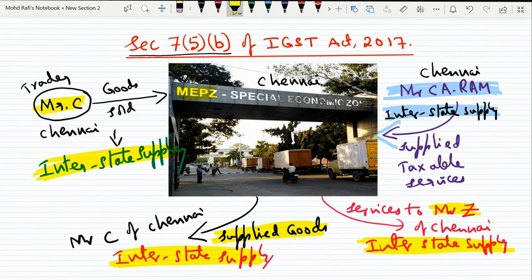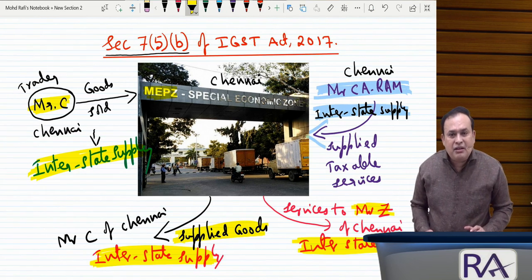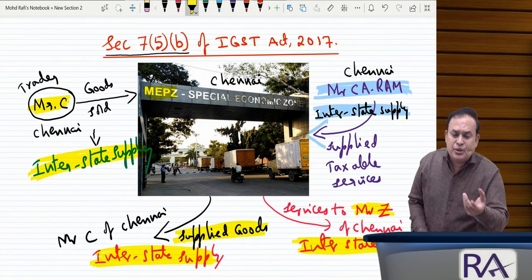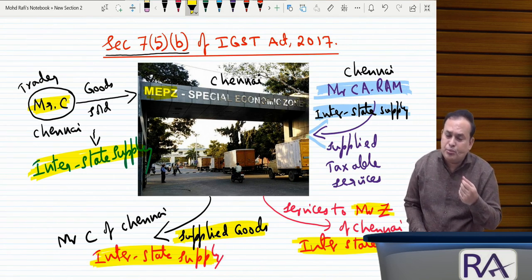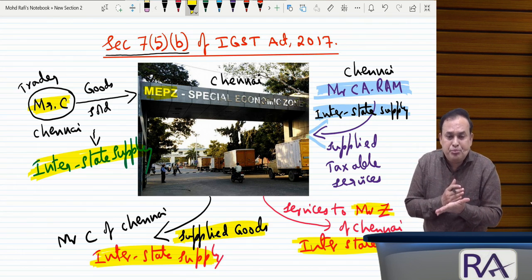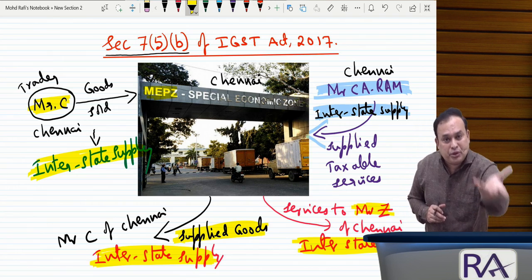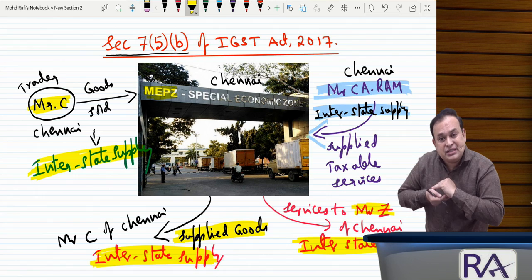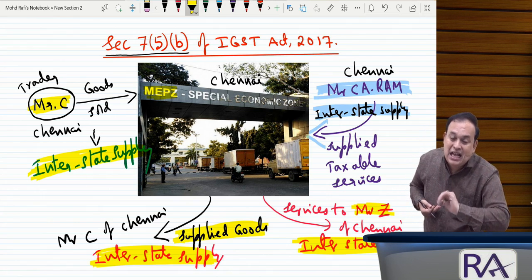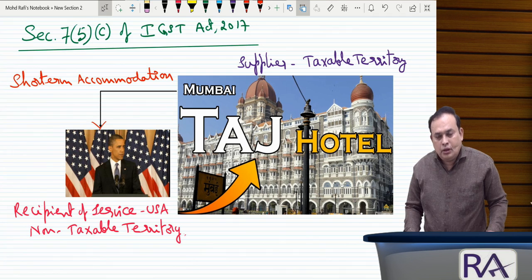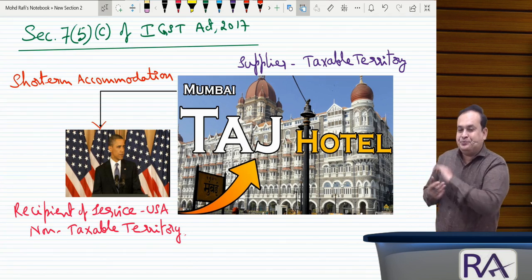That was 7.5b of IGST. Now I am going to bring to notice the concept of 7.5c, where 7.5c speaks of supply of goods or supply of services or both not being an intrastate supply and not covered elsewhere in any provision. Covered under 7.5c as a default provision, it will be treated as interstate supply. How to understand is as follows. Now look on the screen, my dear sir.